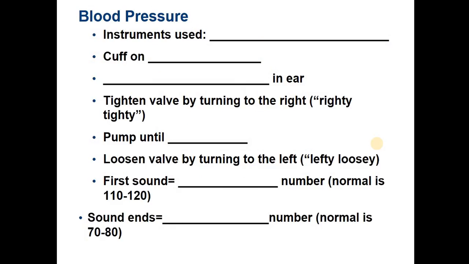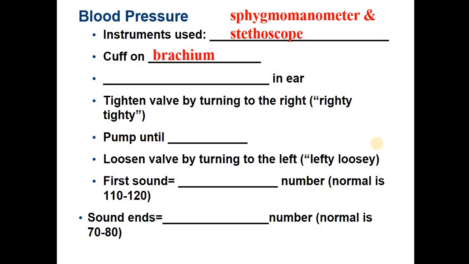Another way of checking the status of the heart is by checking blood pressure. The instrument used is called a sphygmomanometer, and you will use a stethoscope. Sphygmomanometer is just, you might say, a blood pressure cuff. You will put the cuff on the brachial part of the arm right above the bend of the elbow, stethoscope in your ear, and you'll tighten the valve to the right. After you tighten it, you'll use the bulb and pump it to about 180, 200.